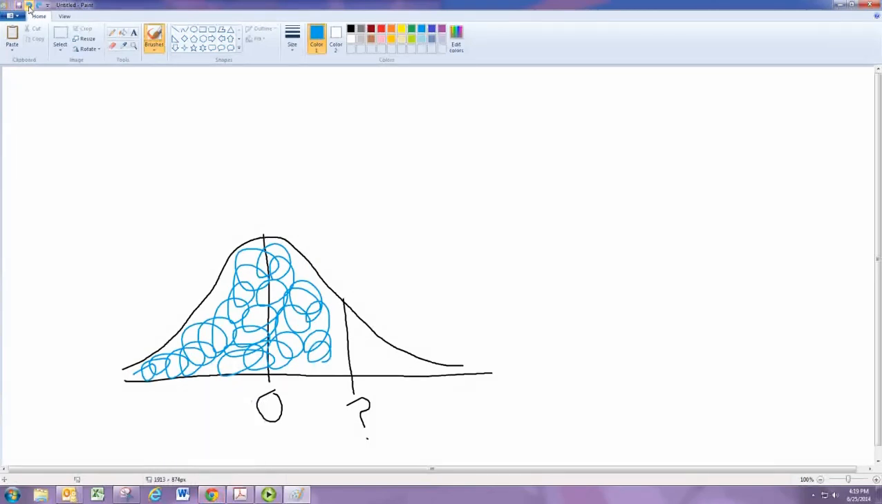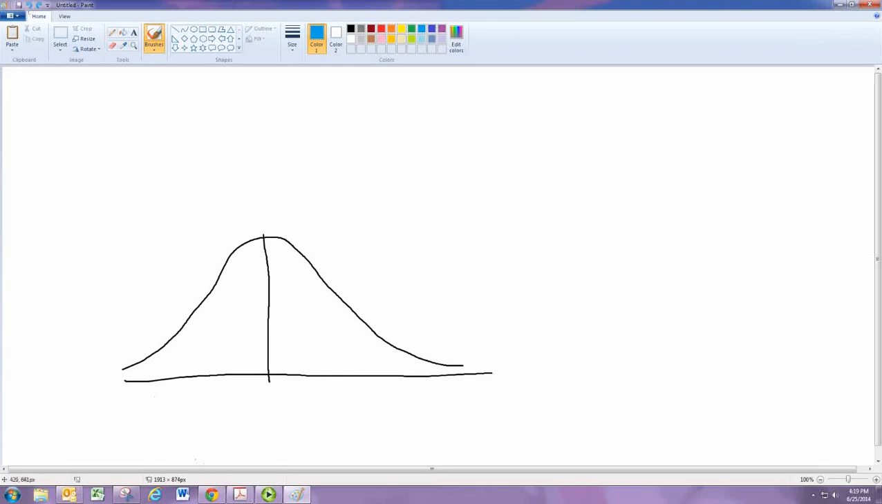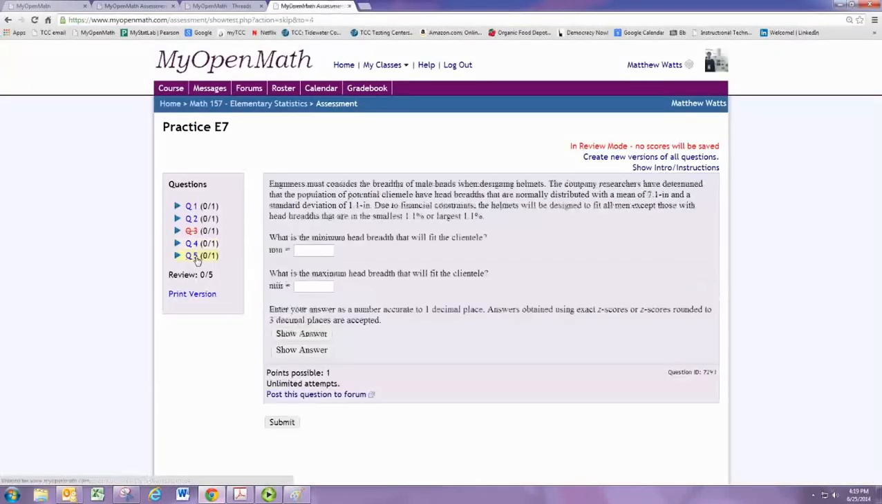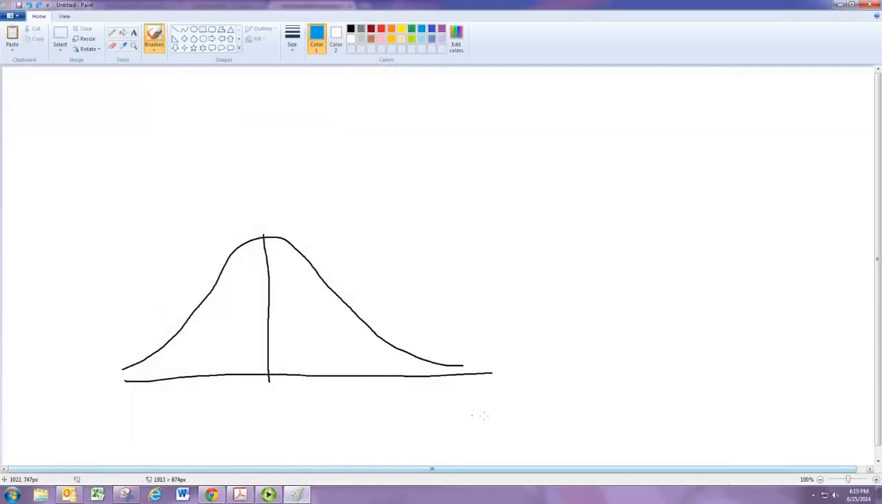Let's do one more. In this problem, we're told that the mean is 7.1 inches, and we're looking at measurement of somebody's head. So 7.1 in the middle. So most of the people there in the middle with their heads about 7.1 inches. As we go to the far right, we have a very small minority of people with really large heads, and going to the far left, really small minority of people with really small heads.